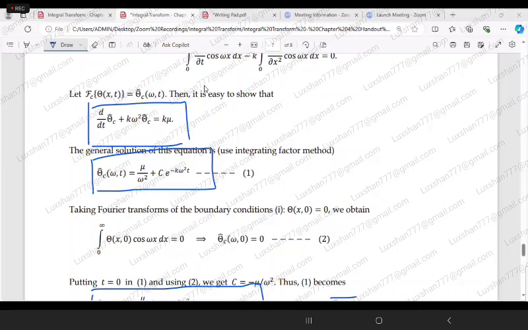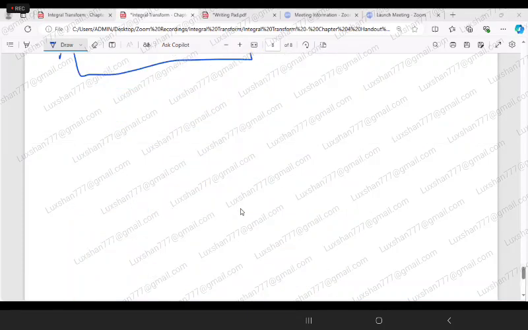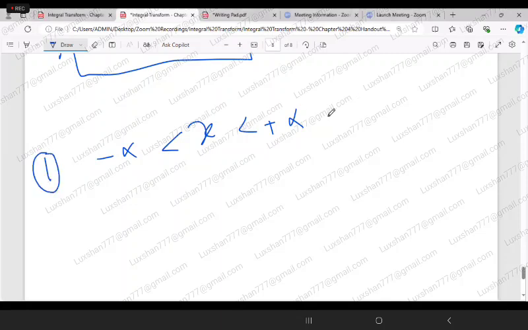One is using the Fourier complex transform. The second one is the Fourier sine transform. The third one is the Fourier cosine transform. So you must know the condition for when to use the Fourier sine transform, when to use the Fourier cosine transform, and when to use the Fourier complex transform. If x is between minus infinity and plus infinity, the first one, then use the Fourier transform.